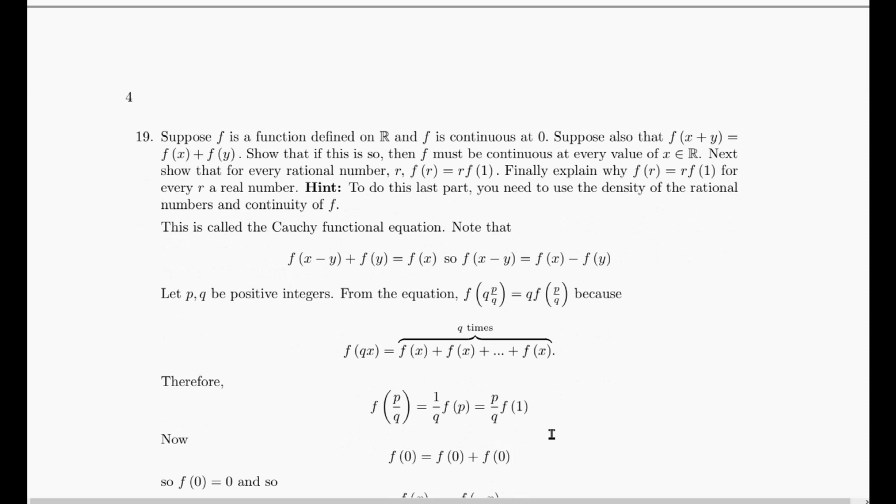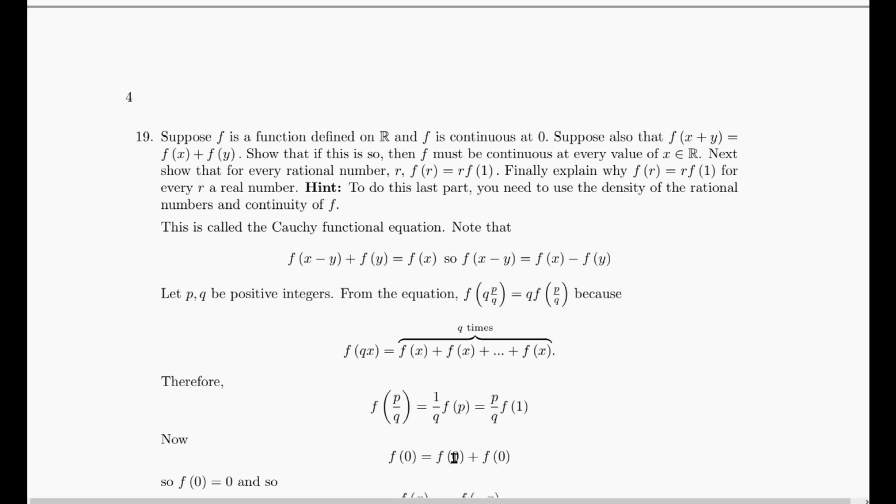All right. And so now this f of p over q is going to be, you see, this is f of p, because the q's cancel. I could divide by q, and then I'd have 1 over q times f of p is f of p over q. That's where this is coming from. And now f of p, where p is a positive integer, is just p times f of 1.